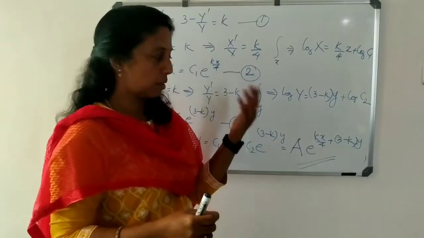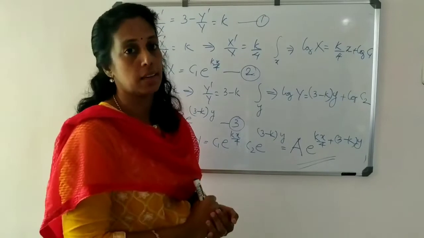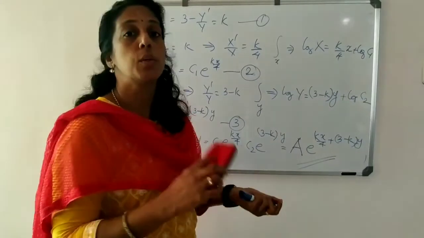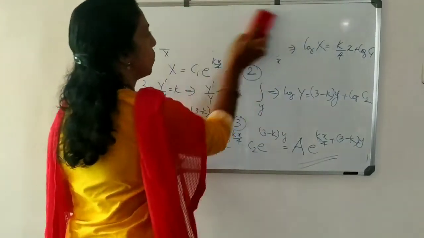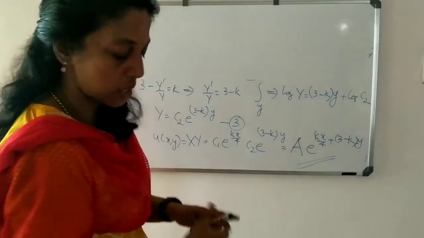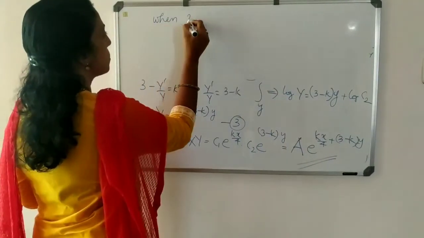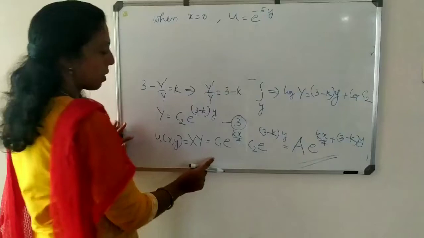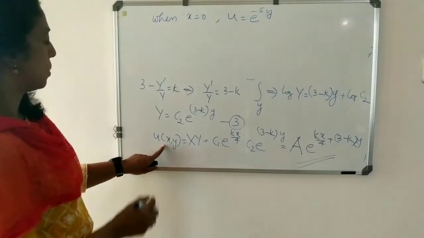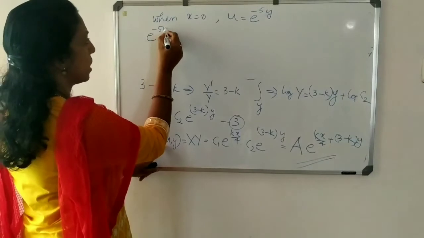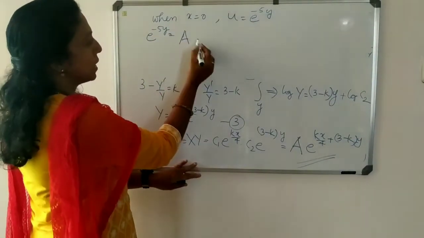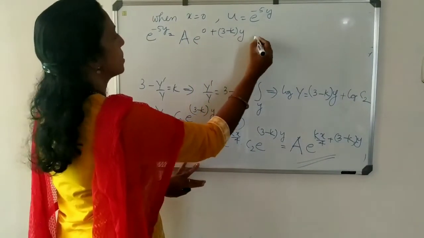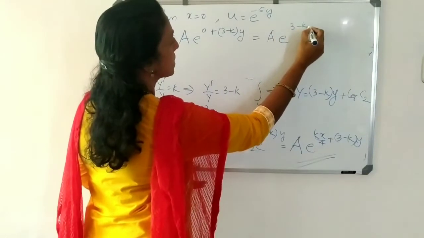But our problem is not ending here. We have to find the solution for the initial condition given. What is the initial condition? When x equal to 0, our u was e raised to minus 5y. We have to substitute here. Now when x equal to 0, e raised to minus 5y equals A into e raised to 0 plus 3 minus k into y. So that is A e raised to 3 minus k into y.